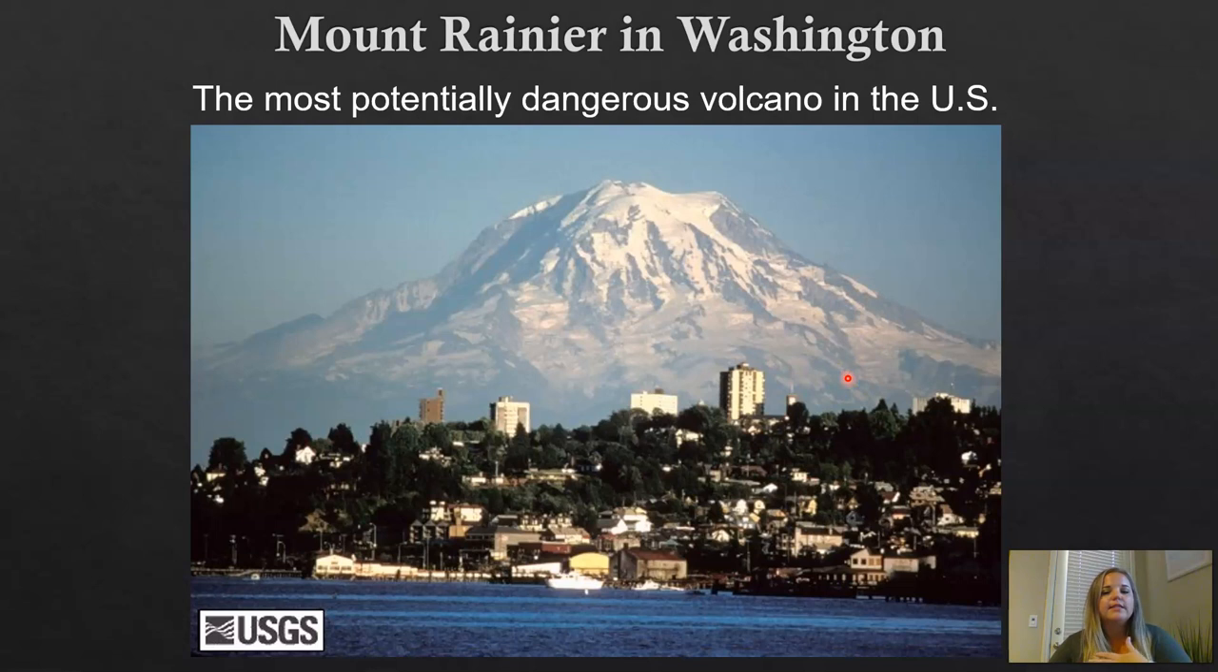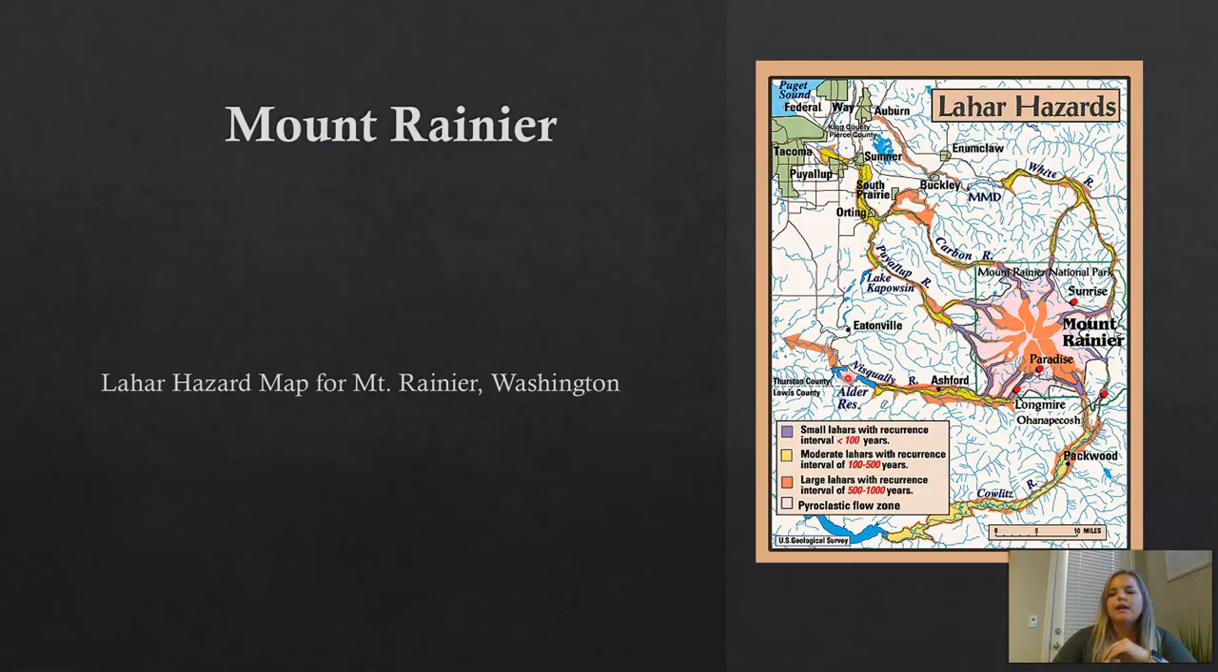So right now in the United States, Mount Rainier in Washington is one of the most potentially dangerous volcanoes because of its proximity to the capital of Washington. And it has not erupted in quite some time, but it is said to erupt in the next 20 to 50 years. So here's a hazard map of Mount Rainier.